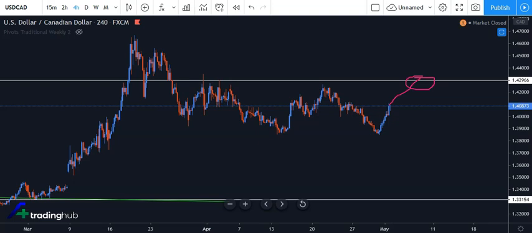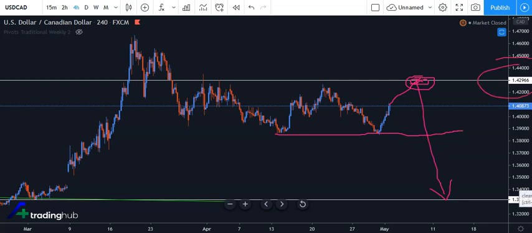We want to sell from this level, back to the 1.3315 zone. So for this week, look for that selling signal, that selling trigger from this level here.